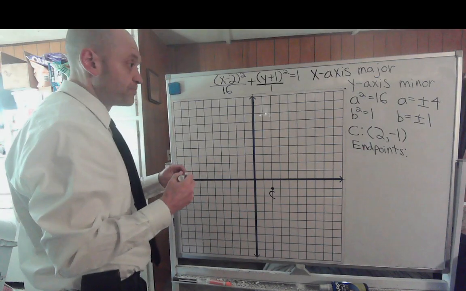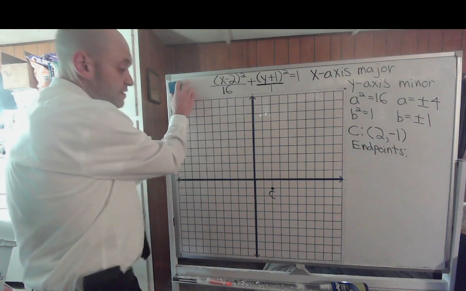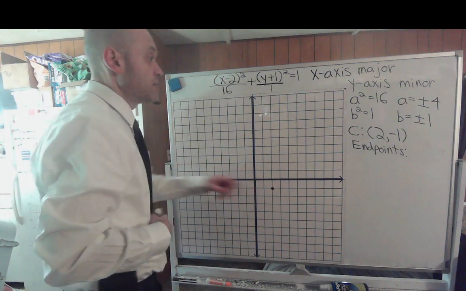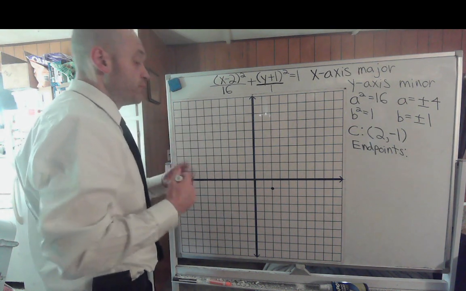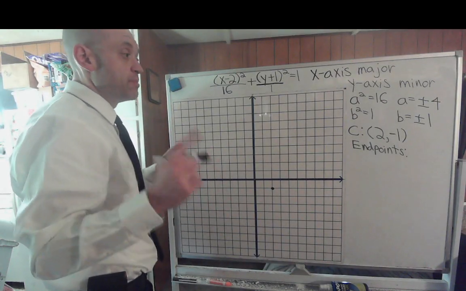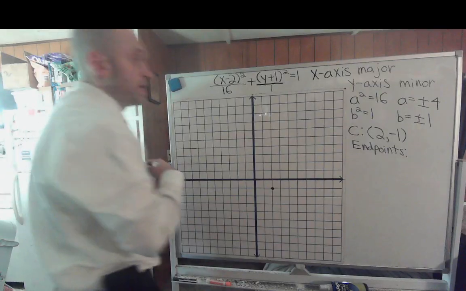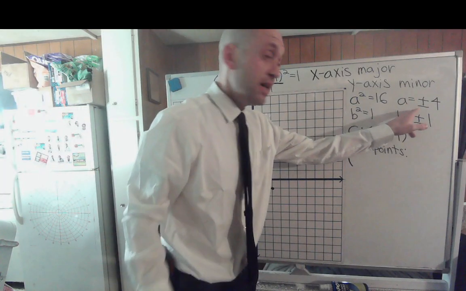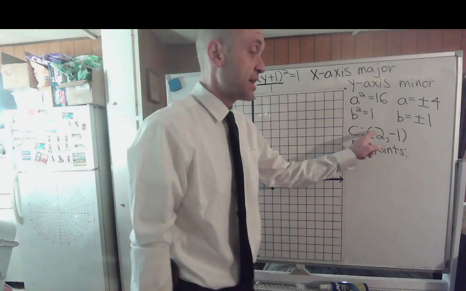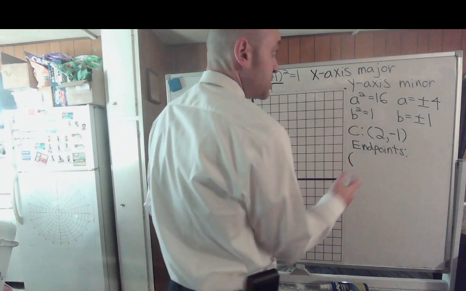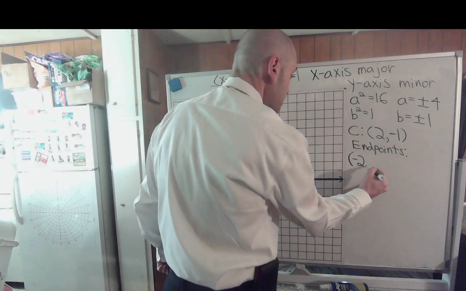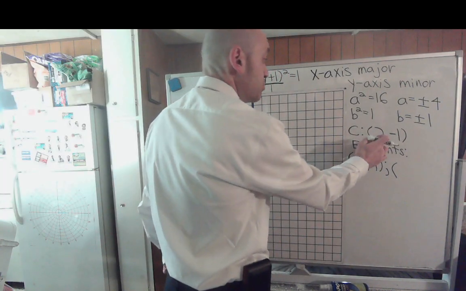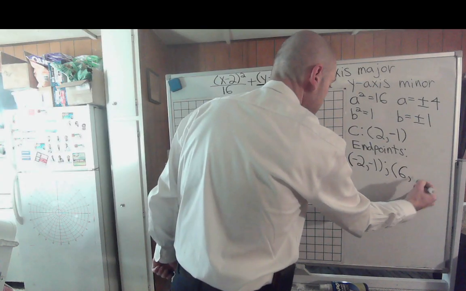There's my center. In fact, I better not make that too big. We're actually going to have a small ellipse here. But there's my center. Now, the endpoints. So the x-axis is still the major axis. So we need to take that a of plus and minus 4, add both of those to my x-coordinate of 2. Well, 2 minus 4, that's negative 2, negative 1. And then we're also going to have 2 plus 4, which would give you 6, negative 1.